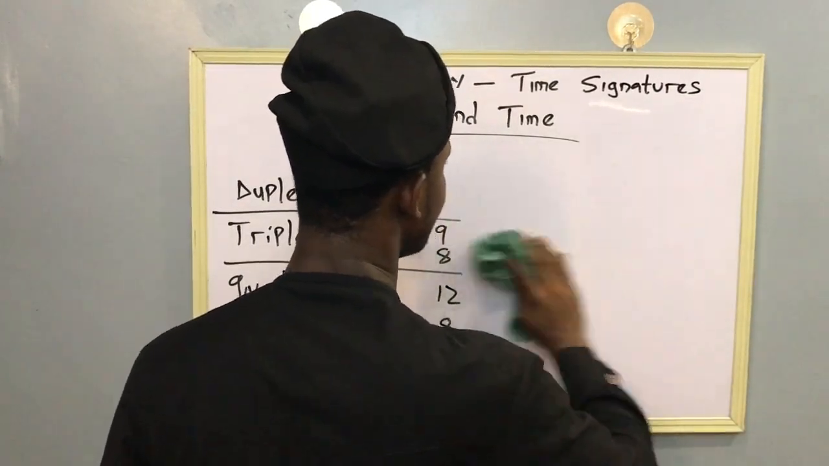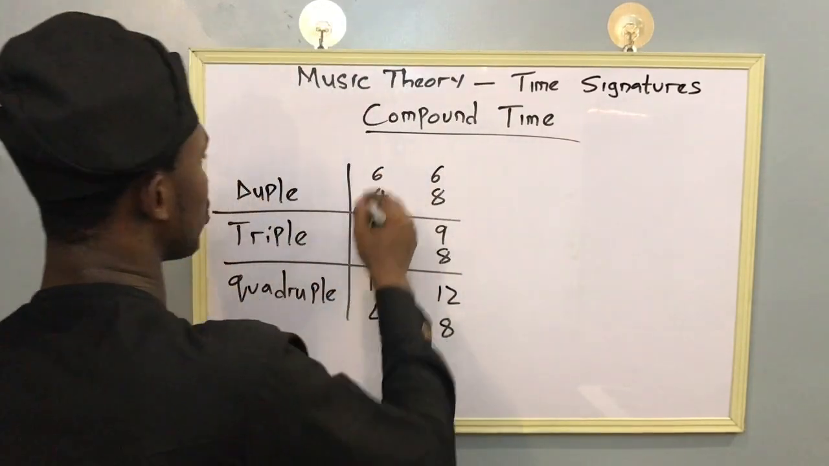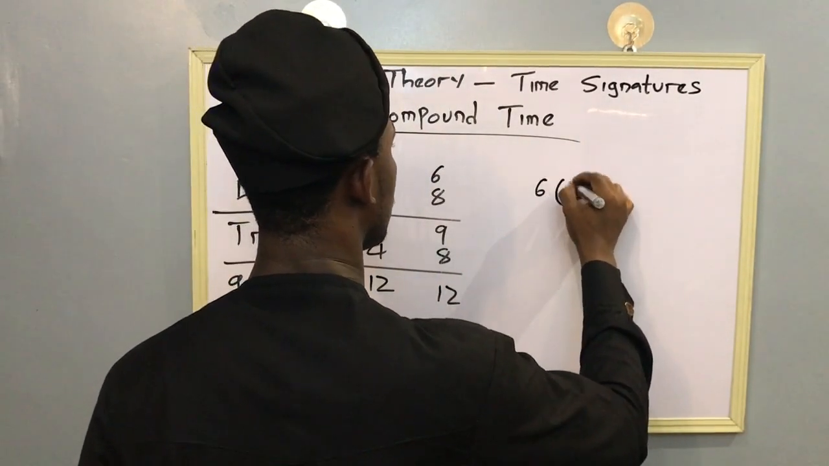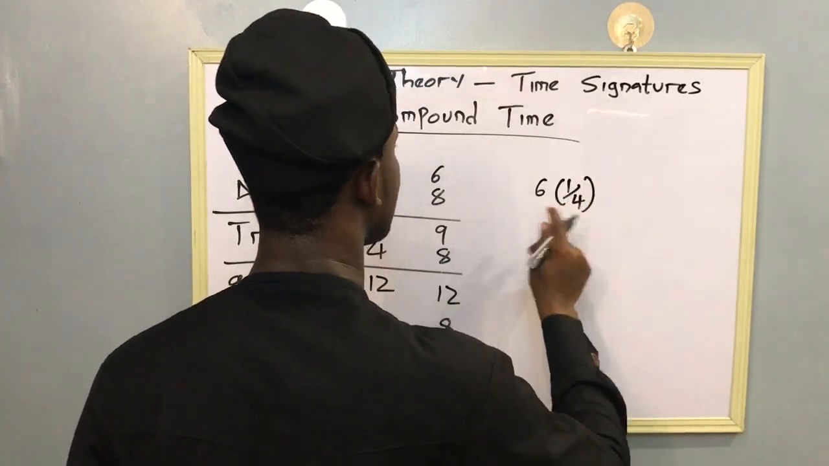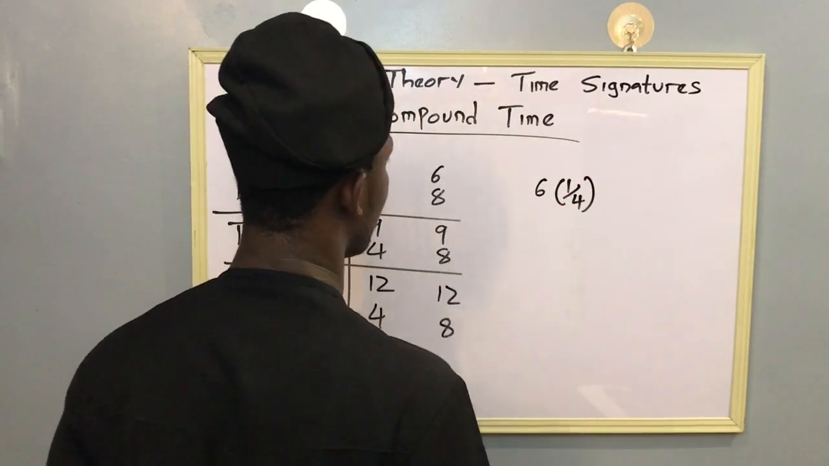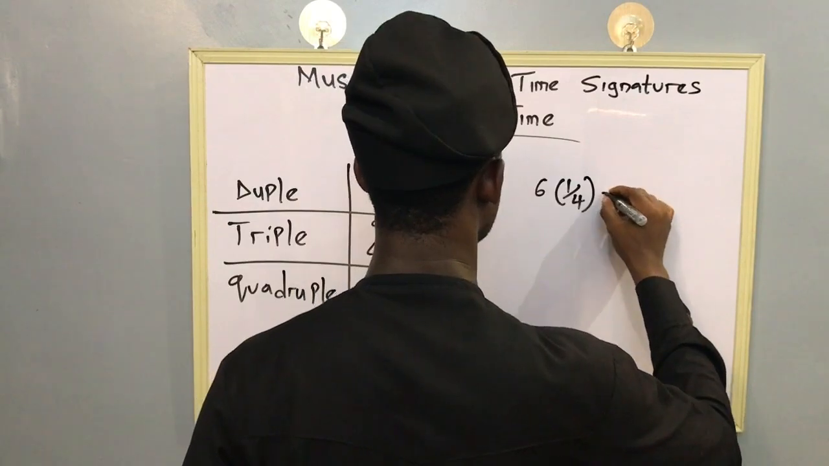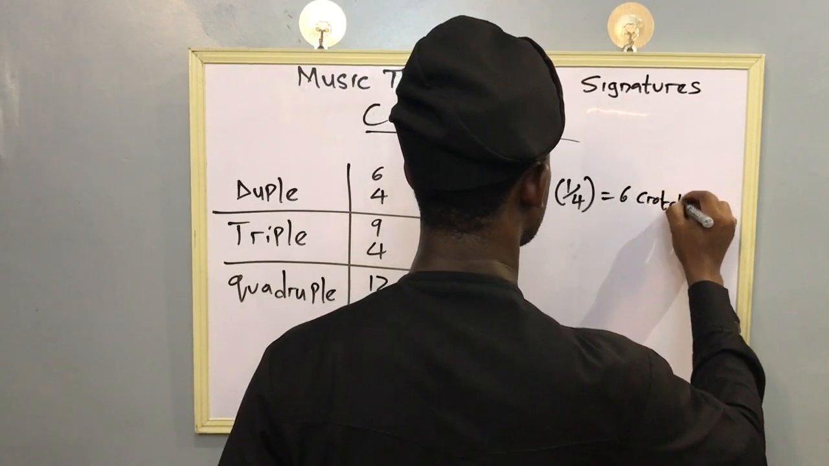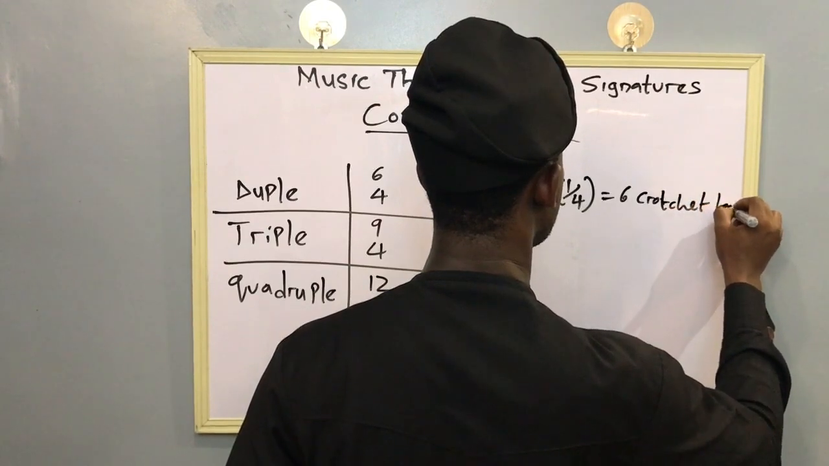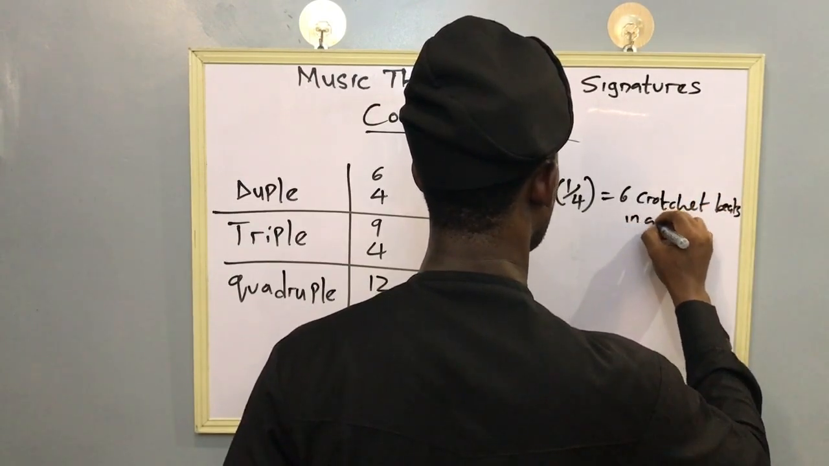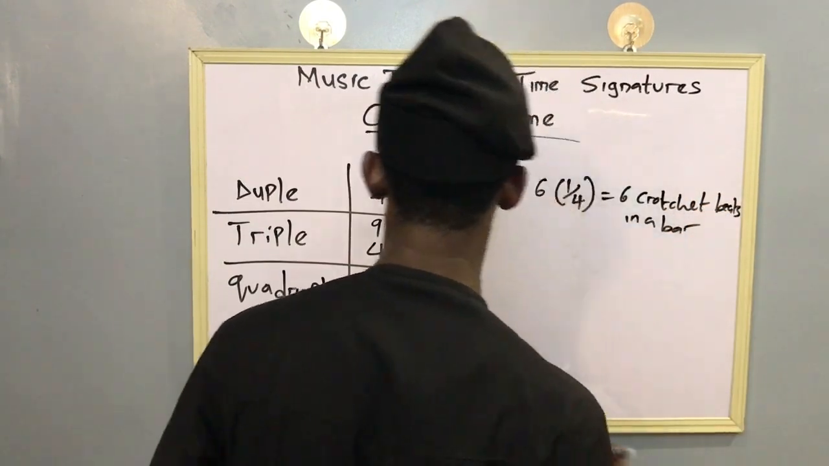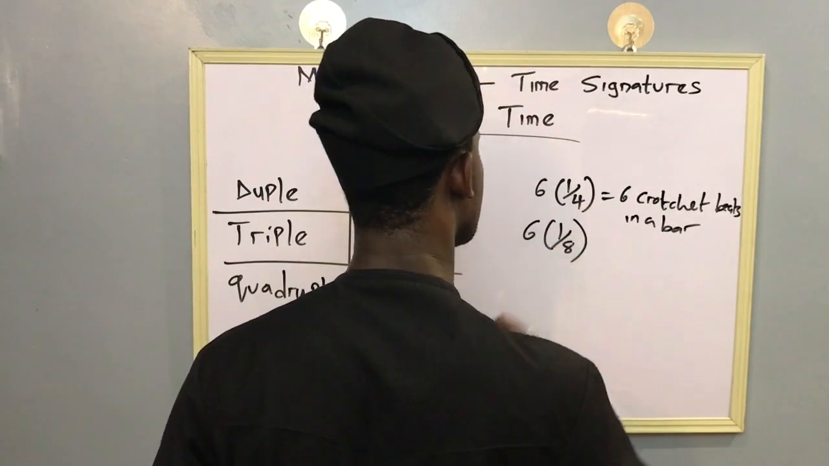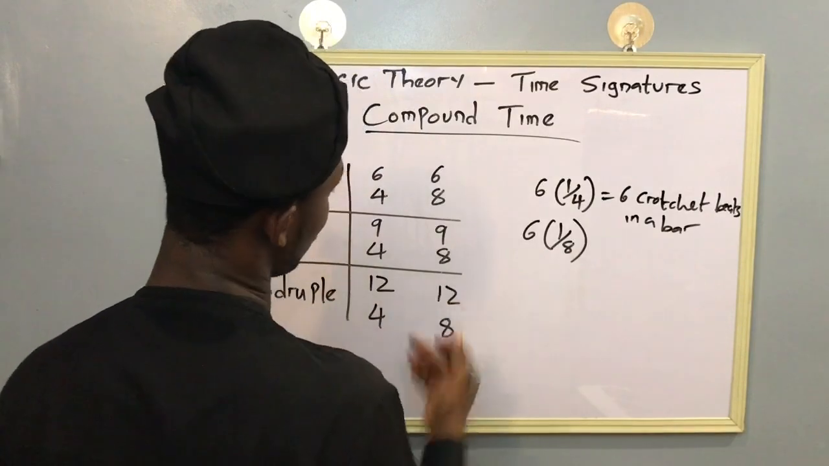Okay, so just like the simple time also, this one means 6 1/4, which is 6 crochet beats in a bar. This is 6 crochet beats in a bar. All right, 6/8 means 6 1/8. All right, that's another way to write it.